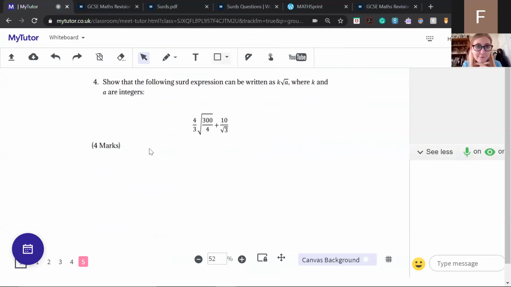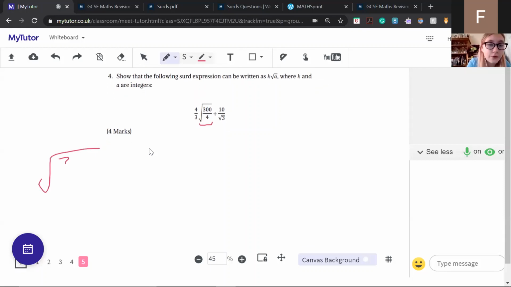So, first of all, examiners love to word questions in horrible ways. So show that it can be written as k root a. That's just saying simplify it as much as you can, it will come out in this form. So 5 root 3 or 2 root 7 or something, right? So what we're going to do is we're going to simplify each bit. I'm going to start with this part first. In fact, I'm going to start even more specific. I'm just going to start with this bit, this root 300 over 4.